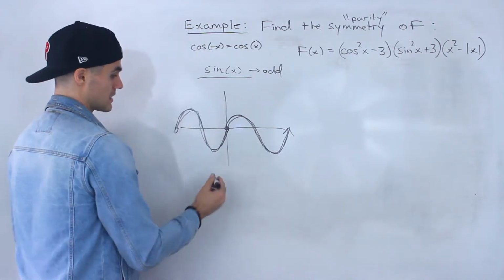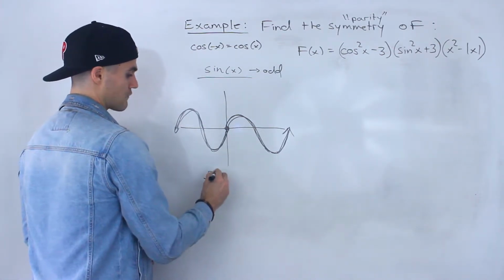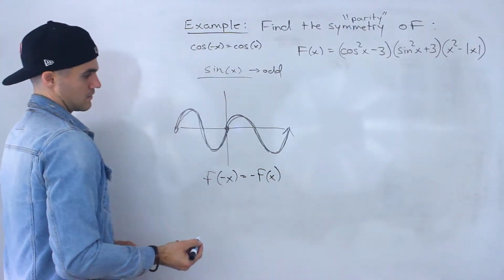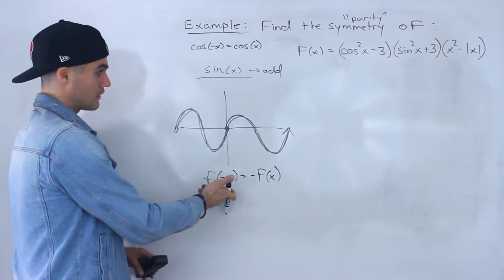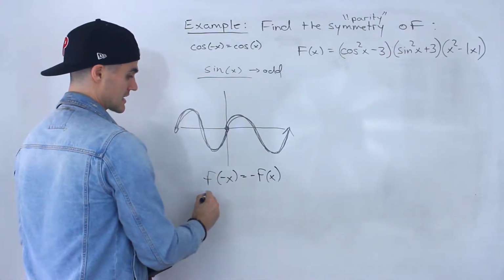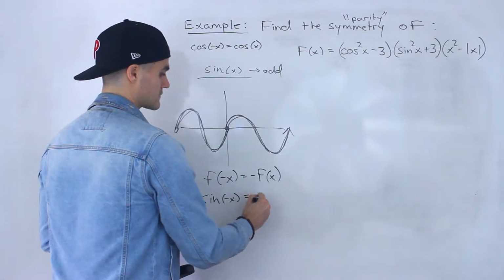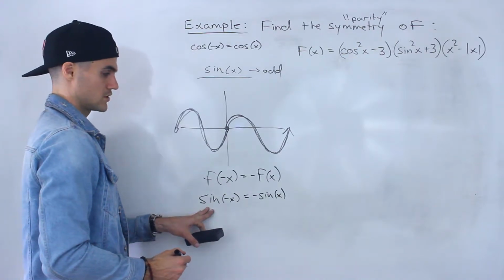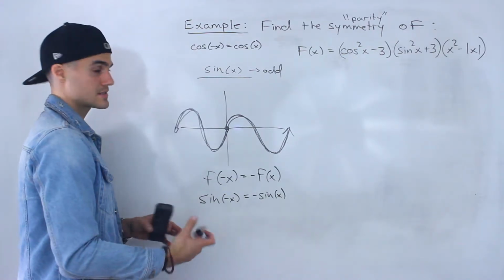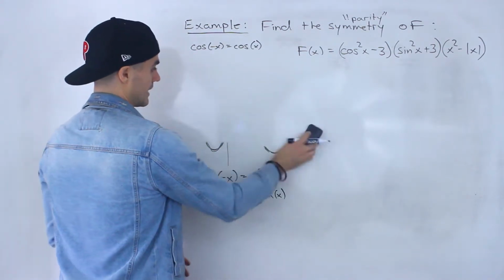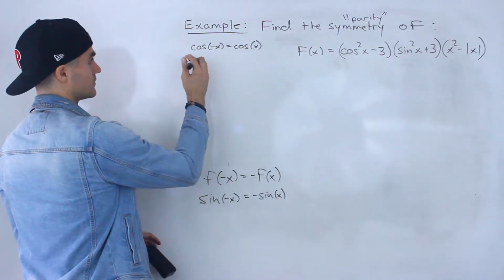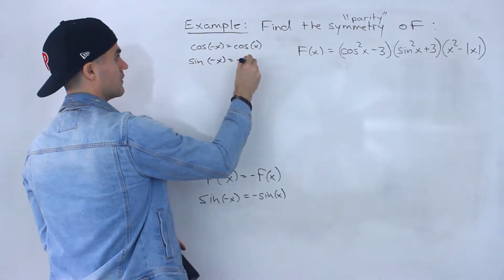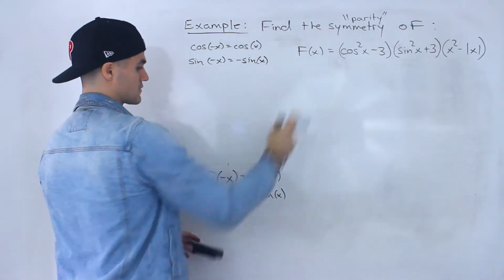So what that means for an odd function in general is f of negative x equals negative f of x. So if we take this property for an odd function and apply it to sin x, what that means is sine of negative x equals negative sine x. That's another fundamental trig identity, and it's because sine is an odd function. So I'm going to take that identity and write it up here. And we're going to be using both of these identities for this process.